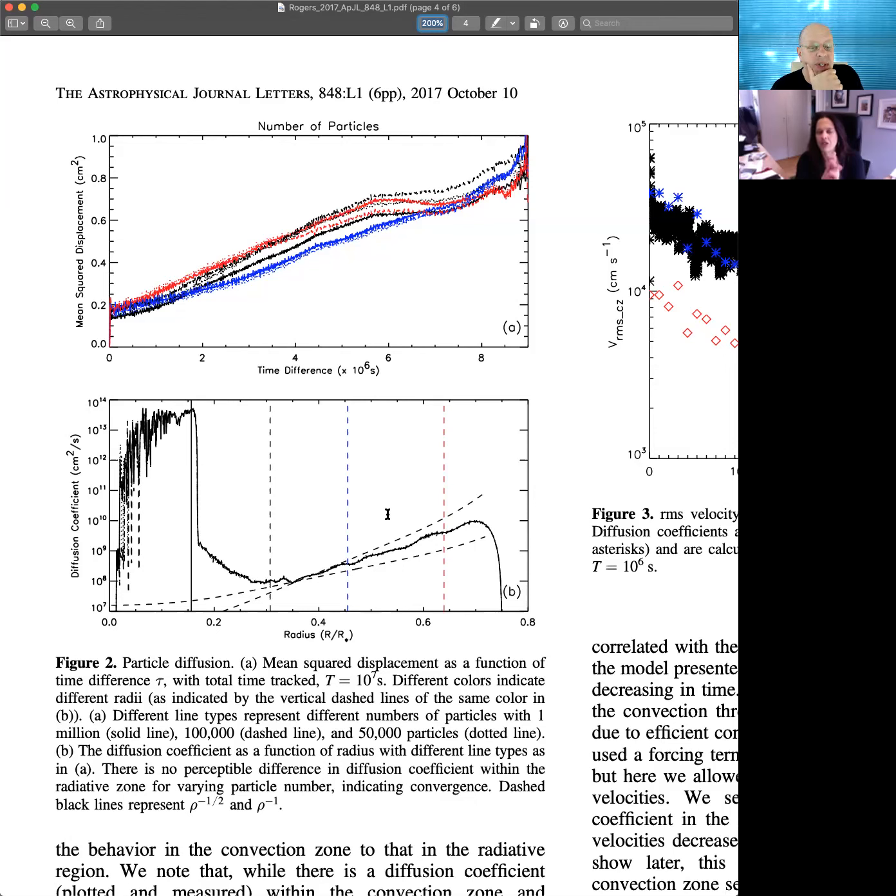And it's pretty much depresses a little bit. Then the slope changes. It depresses a little bit. Yeah, there is some variation there for sure.